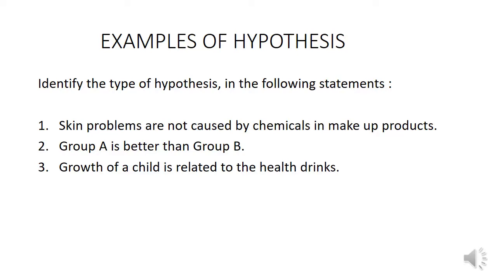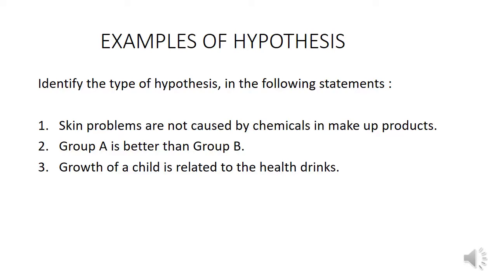Then it says group A is better than group B. As I told you, alternate hypothesis speaks about less than, greater than. So this is an alternate hypothesis. And lastly, growth of a child is related to the health drinks. Meaning child health growth is related to health drinks. It shares a relationship. So this is an alternate hypothesis.